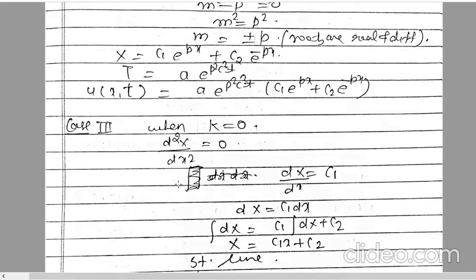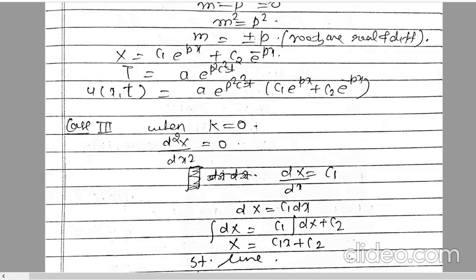Now the third case is when k is equal to 0, right? So d²X/dx² is equal to 0. The whole equation will be 0. Now we just need to integrate two times here. One time integration gives dX/dx equal to c1, an integrating constant. Integrating again with respect to x, X is equal to c1x plus c2.